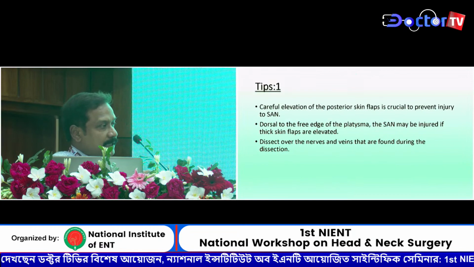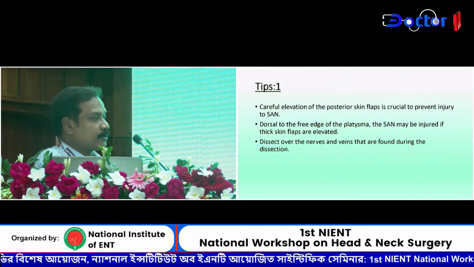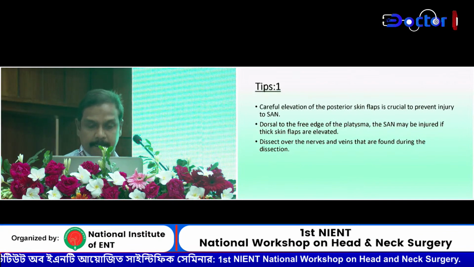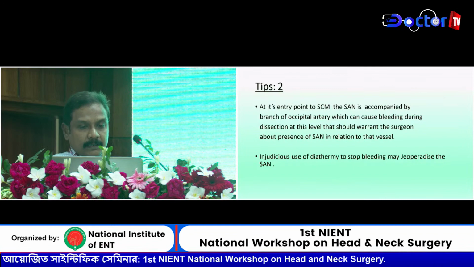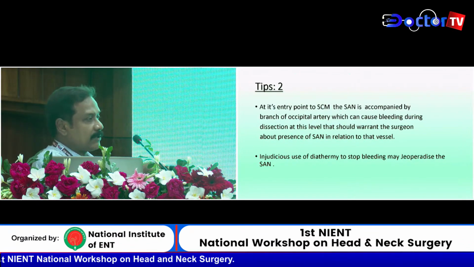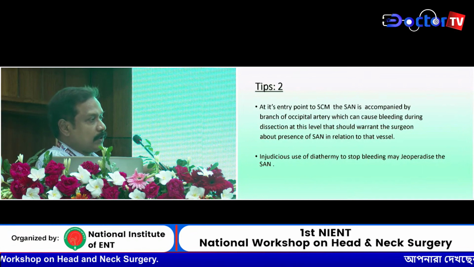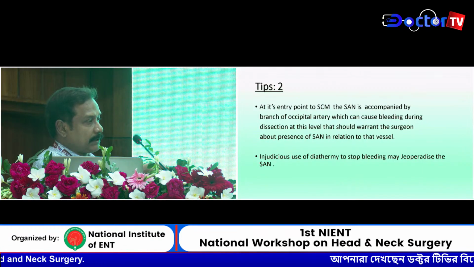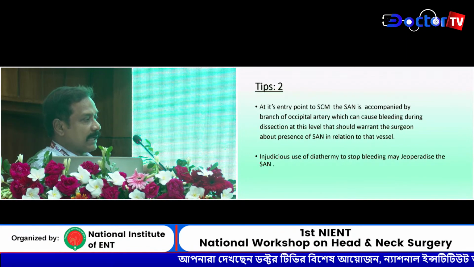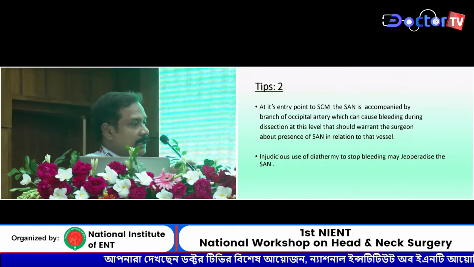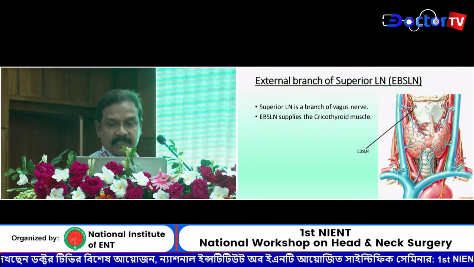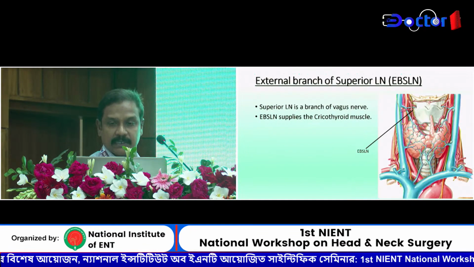Here I have tips: careful elevation of the posterior skin flap is crucial to protect the spinal accessory nerve. At its entry point to the sternocleidomastoid muscle, it is accompanied by the occipital artery, which can cause bleeding during dissection at this level, and injudicious use of diathermy to stop bleeding may jeopardize the spinal accessory nerve. Then this is the external branch of the superior laryngeal nerve.